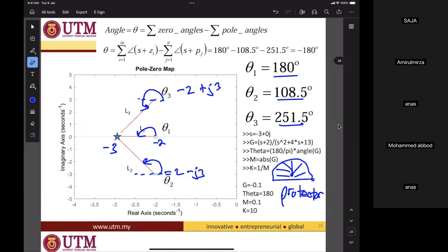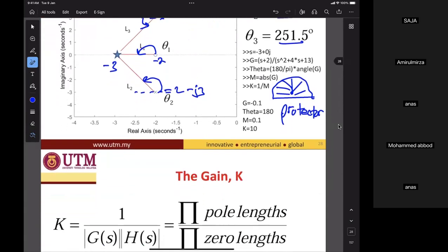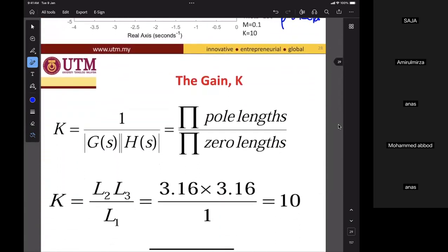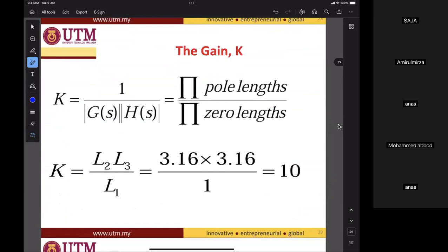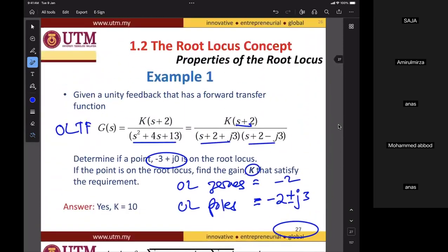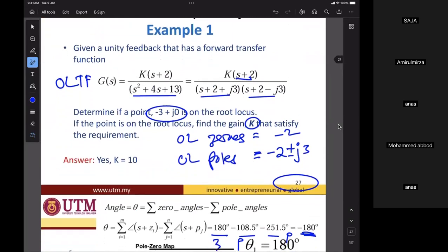You must make sure in your pencil case you have this protector. It's very fast compared to the calculation, right? Measure the angle 180. This is positive because of the zero, and this one is negative because of the poles. So you total up, you get minus 180, which is plus or minus 180, satisfying the root locus angle condition. Therefore, this point is actually on the root locus.